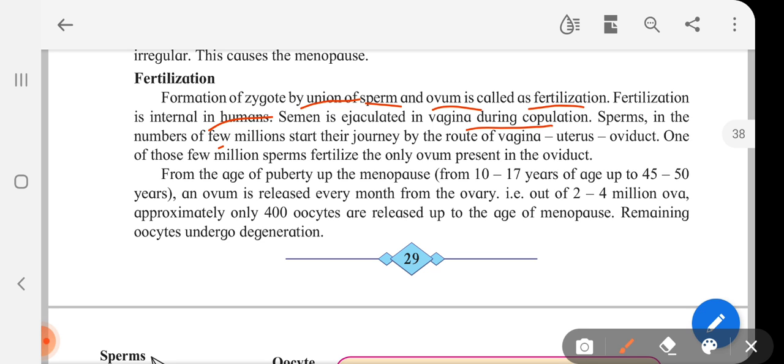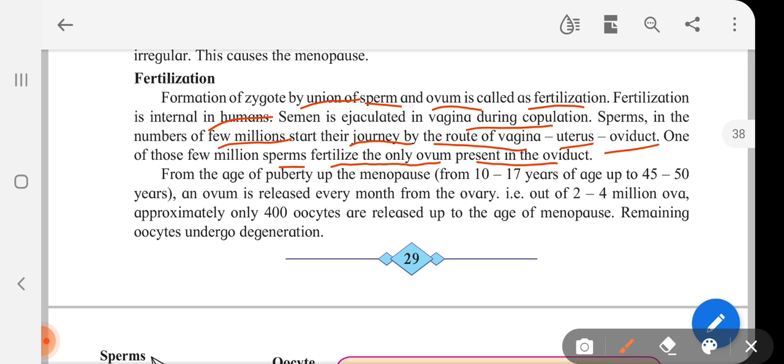Sperms, in the number of a few million, start their journey through the vagina, then to the uterus and then to the oviduct. This is where they pass, and one of those few million sperms fertilizes the only ovum present in the oviduct. So out of millions of sperms, only one is able to fertilize the ovum, which is single.